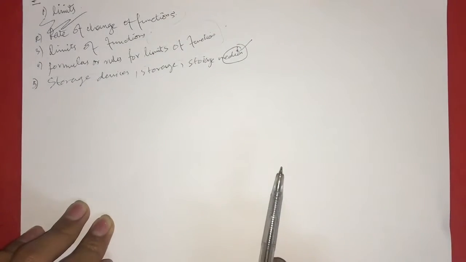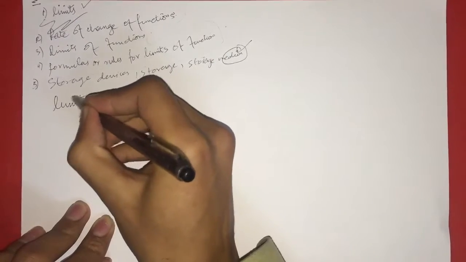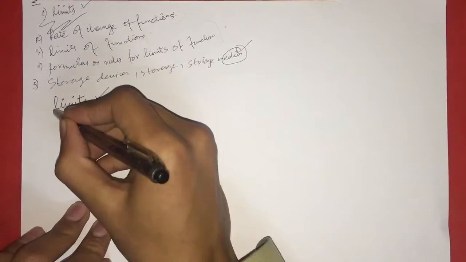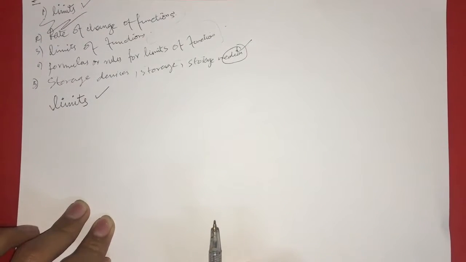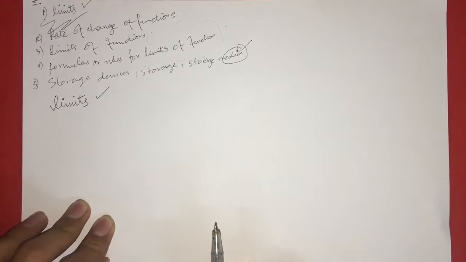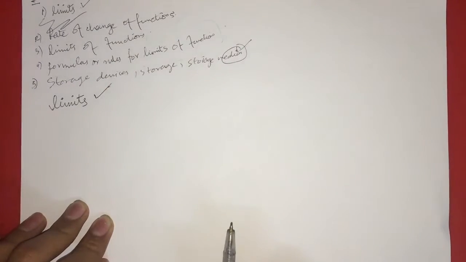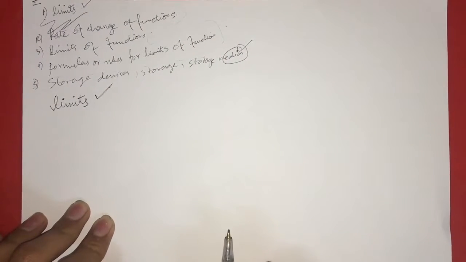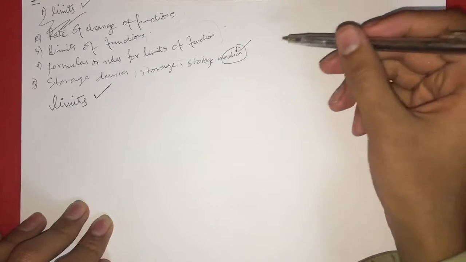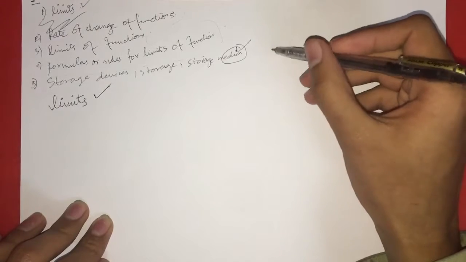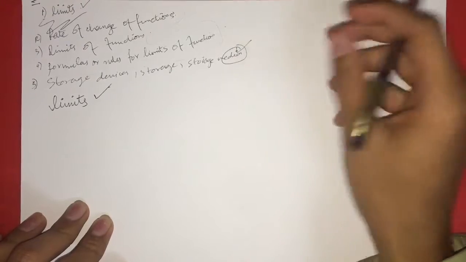So let me start with limits. So what are limits? Limits in mathematical terms. Limits are actually used when a function varies. For example, some functions vary if you put a different value of x, or if you change the value of x by a little bit, the function does not vary that much. It varies by up to some extent.